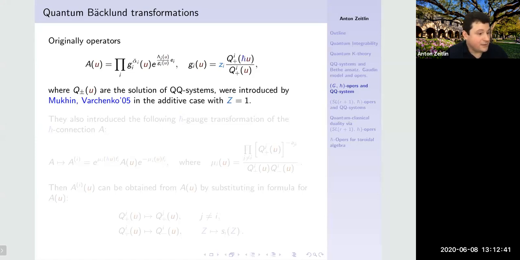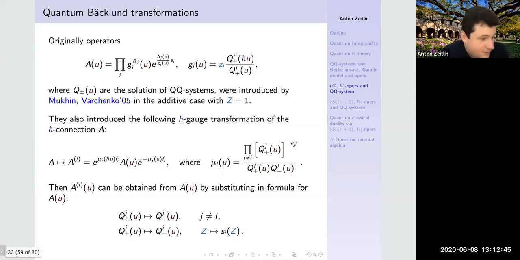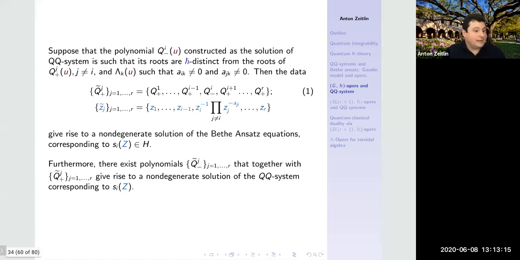They introduced what we now call quantum Bethe transformations. And this is exactly what Nina asked before: can you exchange Q plus and Q minus? There is a transformation which allows you to exchange Q plus and Q minus. And that in fact also corresponds to a Weyl reflection of Z. This is what it does with our QQ system in general. So what is this explicitly in terms of the Z variables?